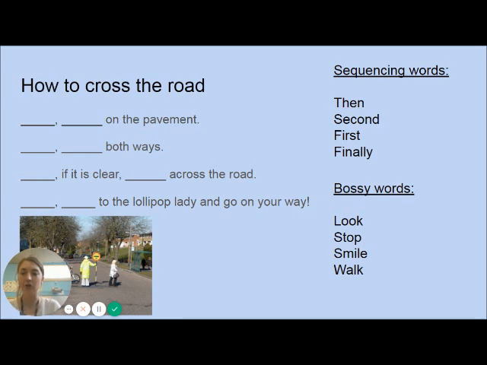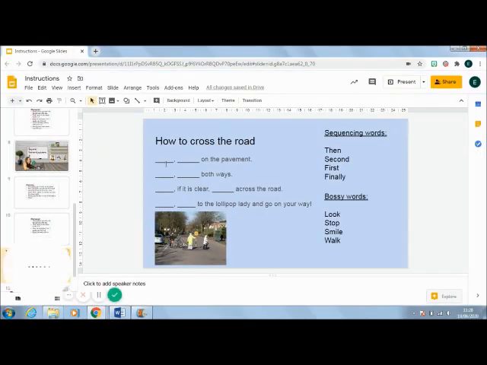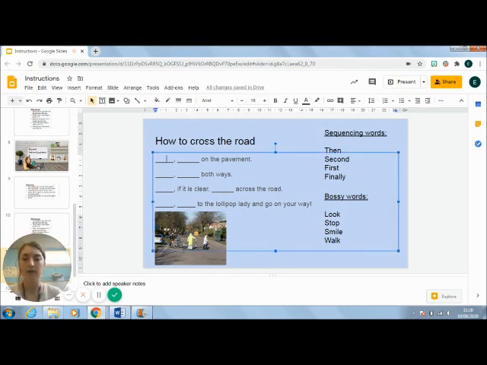So here is some instructions on how to cross the road. I've taken out the sequencing words and the bossy words, and we're going to try and fill in the gaps. So the first sentence says something on the pavement. So we must start with the sequencing words. Those words come first. So let's read our sequencing words. We have then, second, first, and finally. Which of those words is the word that you would use at the start?